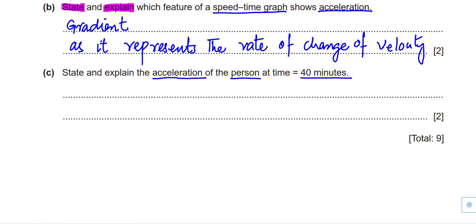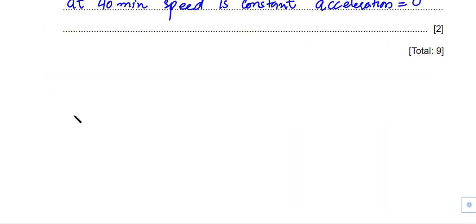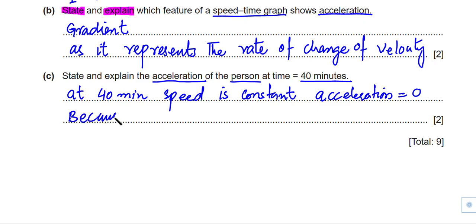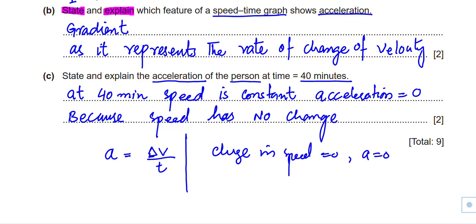So when the speed is constant, Hamza, what about acceleration? So it is constant. Okay, Zikrullah, what do you say? If speed is constant, what about acceleration? Remember one thing: when speed is constant, acceleration goes to 0. Acceleration is 0 because the speed is not changing anymore, because speed has no change. For example, this is extra information: acceleration is delta v by t. So delta v is basically change in speed, or velocity. If that is equal to 0, then acceleration goes to 0. Clear?